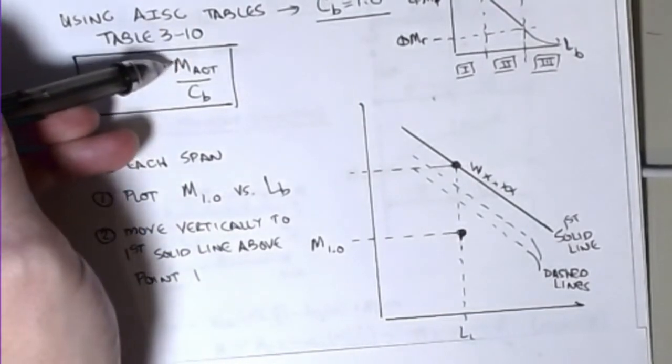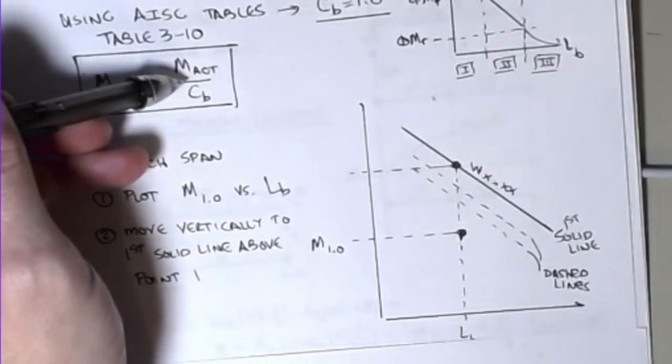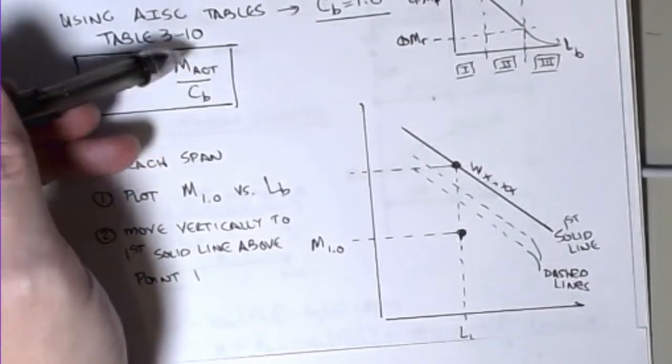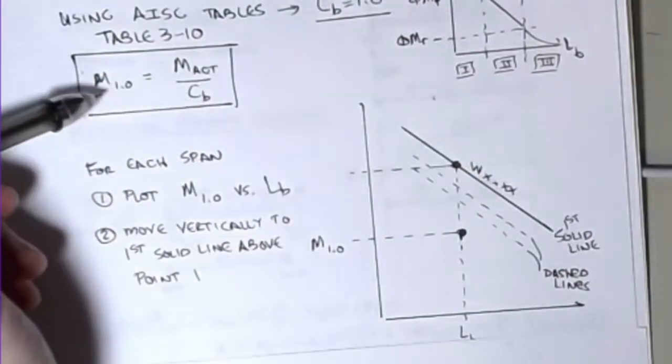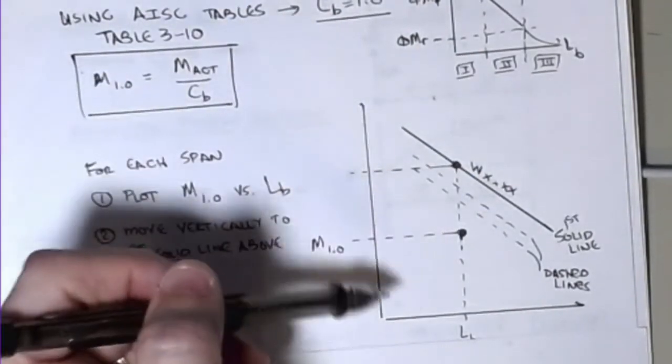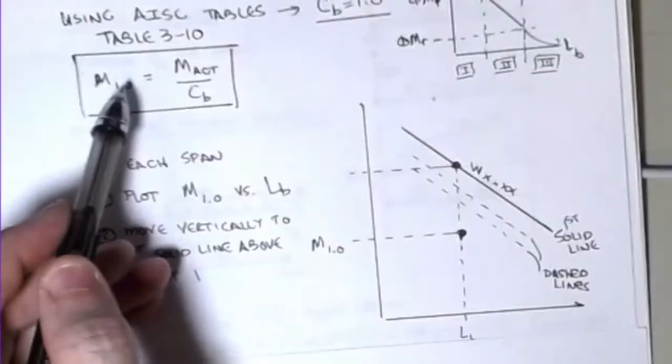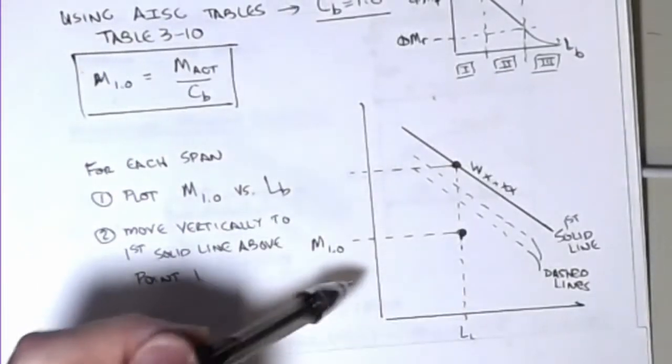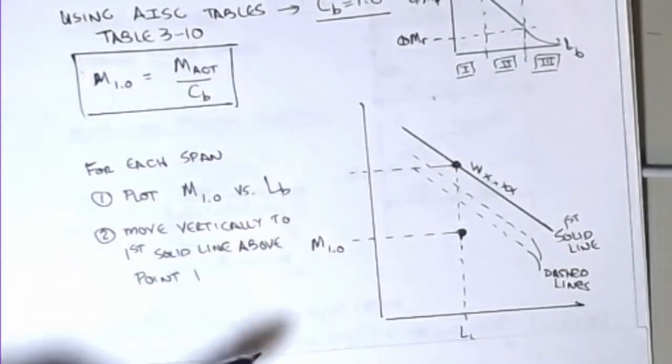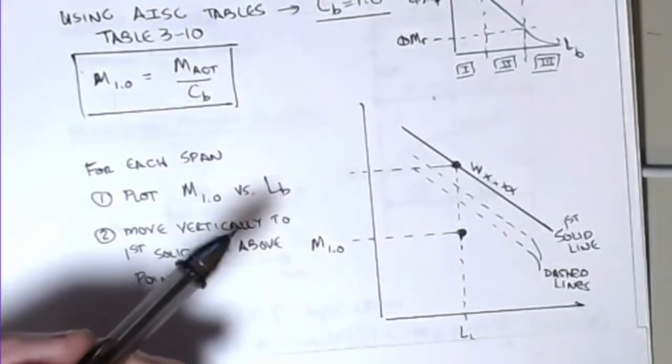To calculate the equivalent moment for Cb of 1.0, I take the actual moment in the span that I'm looking at, or the section of the beam that I'm looking at, and I divide it by the corresponding Cb value for that. That basically scales it down to 1.0, and then I can use that value to come into the tables to make my selection. So all you're going to do is this computation, calculate Mn 1.0, and plot that versus the equivalent Lb value, the equivalent unbraced length, if you will.